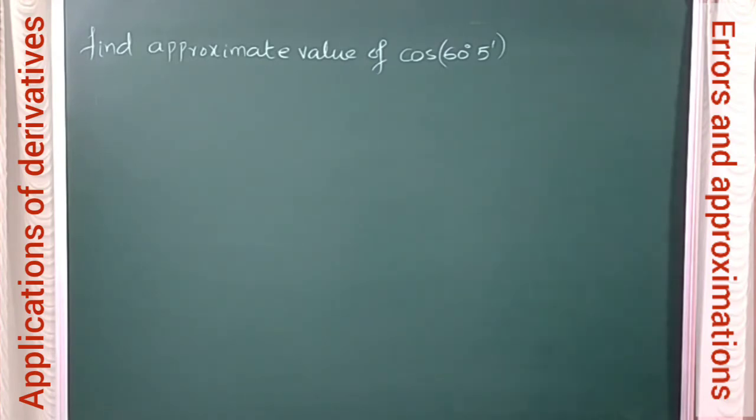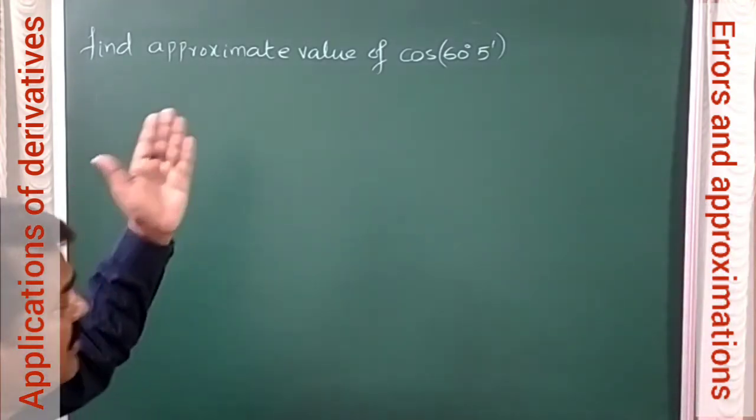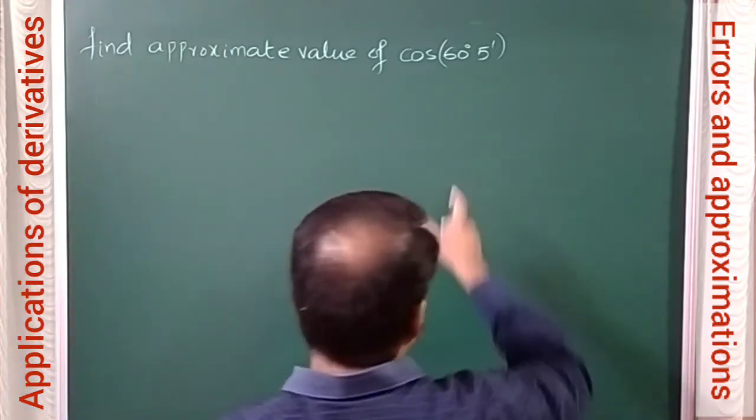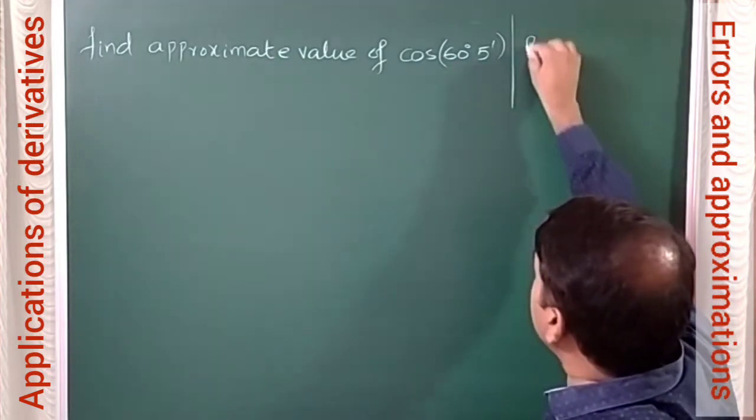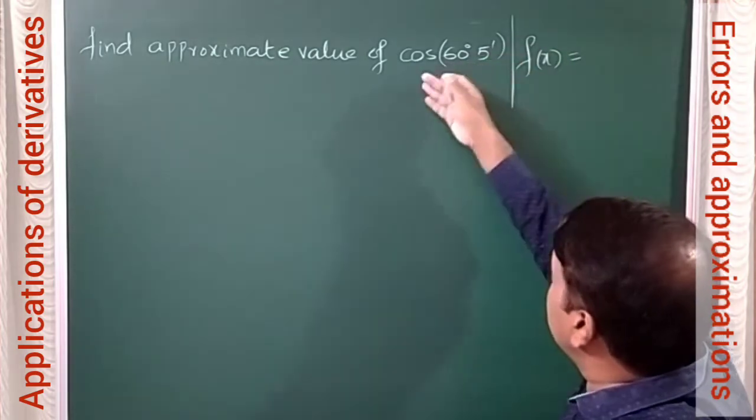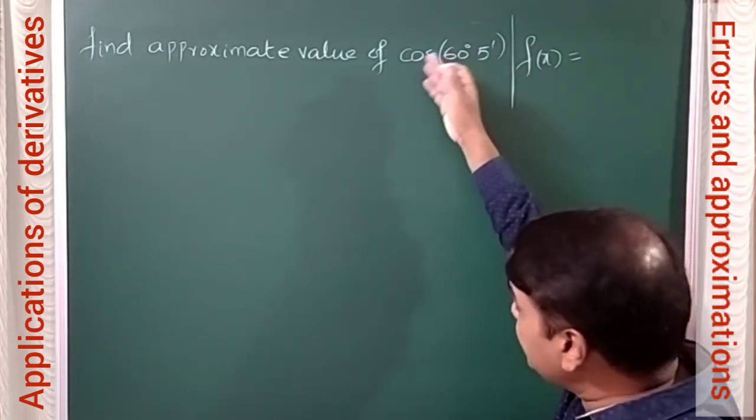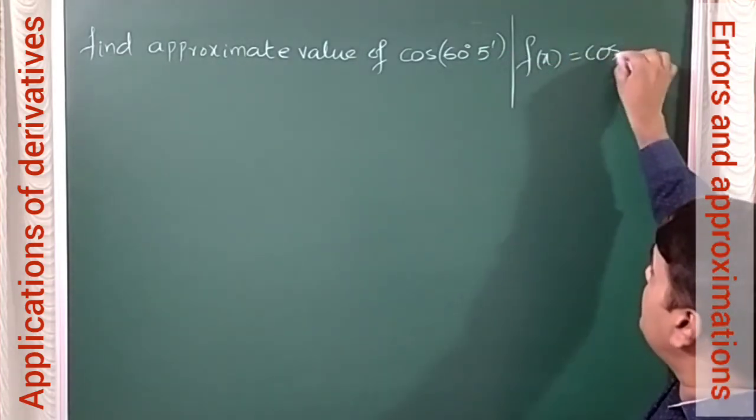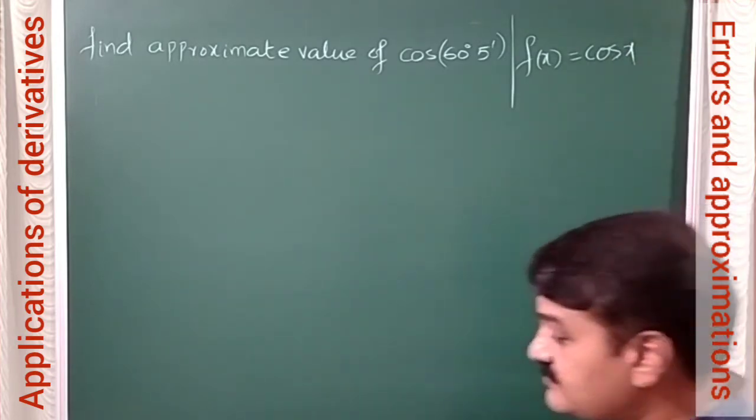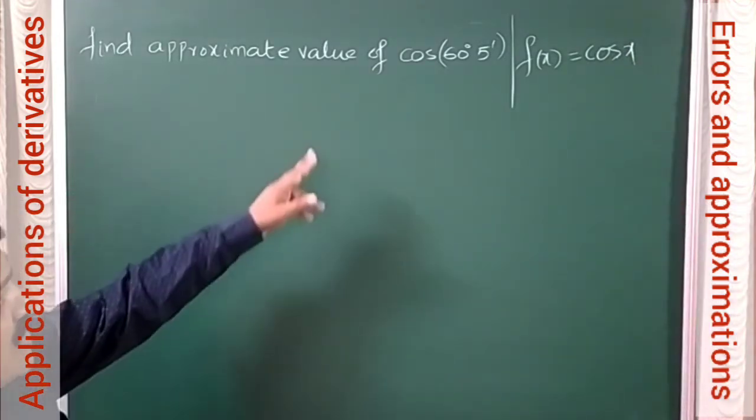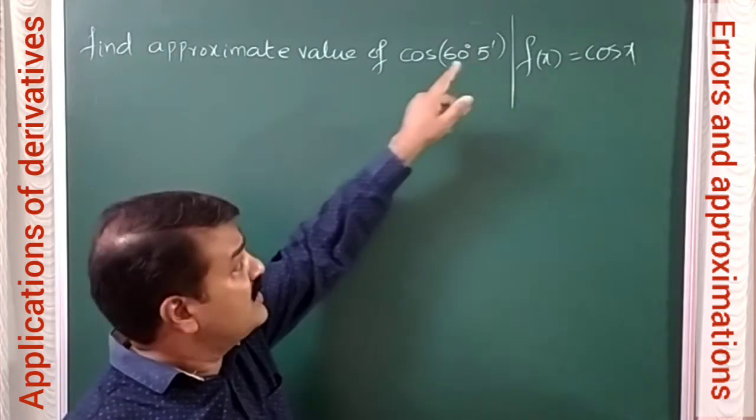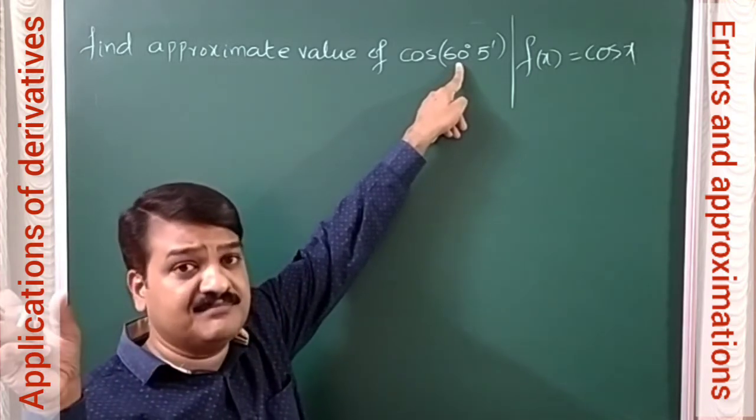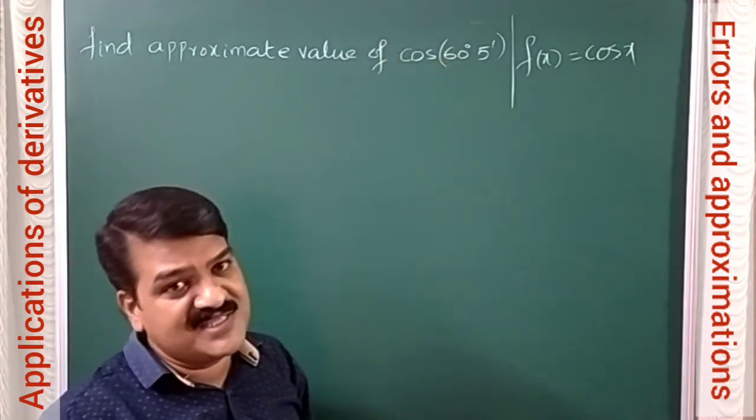Now the next question: find the approximate value of cos of 60 degrees 5 minutes. Corresponding to this question, I will choose f of x. What is the question given? Just relative to that question you take the function. I will choose f of x as cos of some variable x. This is f of x. Now cos of 60 degrees 5 minutes means near to this one. We know the value of cos 60 degrees absolutely. We know the perfect value of cos 60 degrees.